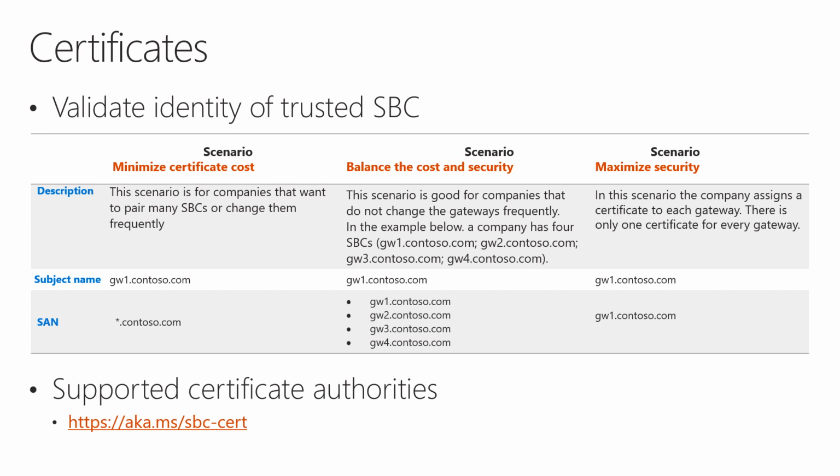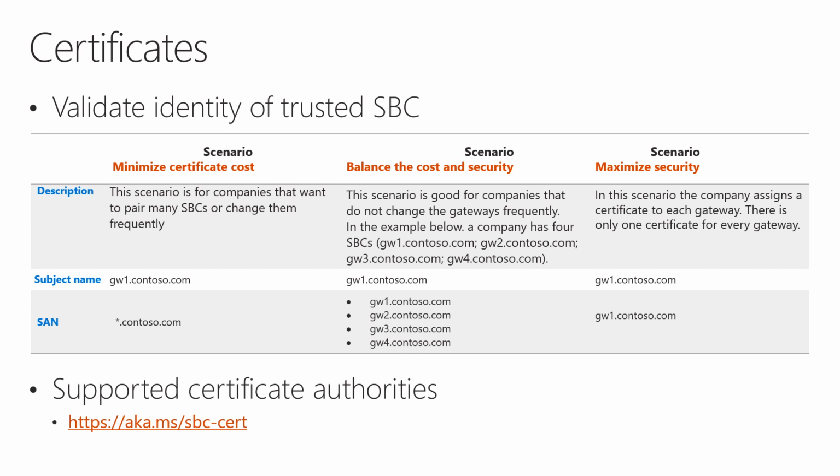However, if you have multiple SBCs, there are different scenarios for how you can design your certificates. And depending on whether you want to minimize the certification cost or maximize the security, you have different options. So for the sake of the example, you have 4 different gateway SBCs. You call them gateway1.contoso.com, gateway2, gateway3, gateway4.contoso.com.